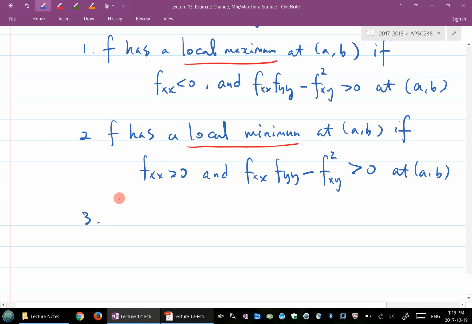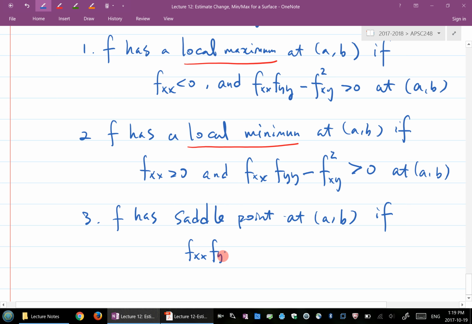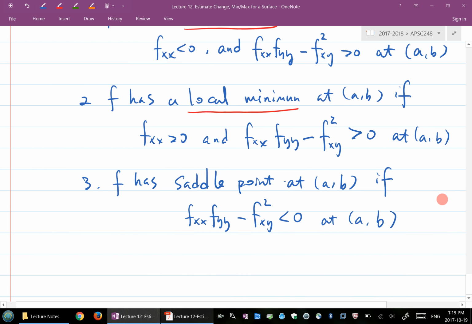Now, the third case: if we test, then we get the information for a saddle point. Here, fxx fyy minus fxy squared will be less than 0 at the (a, b) location. If this is less than 0, then it is a saddle point.